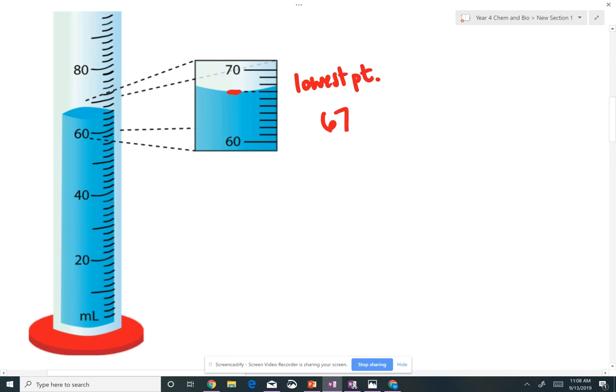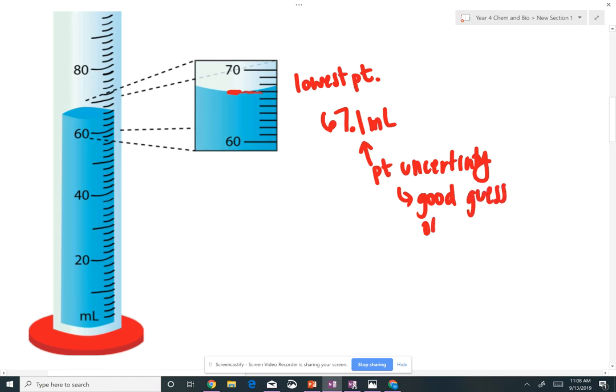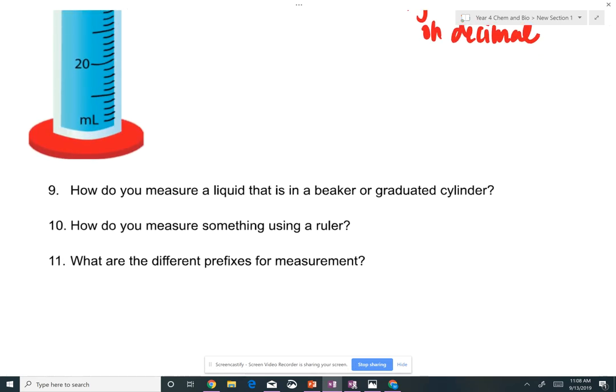I do have to add a point of uncertainty though, because I'm looking at this and it's like 67.1 maybe milliliters. This is your point of uncertainty. What that means is that you're giving us a really good guess on what the last decimal digit would be. It's pretty much a good guess on your decimal. Okay, so that is that. I already talked about that.